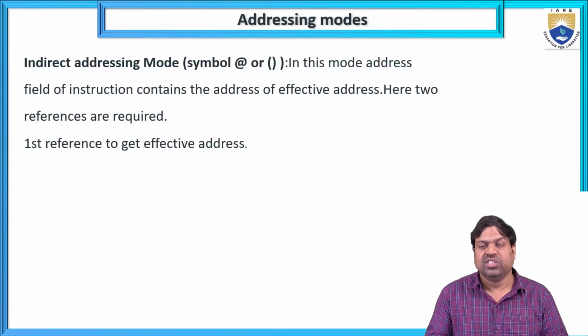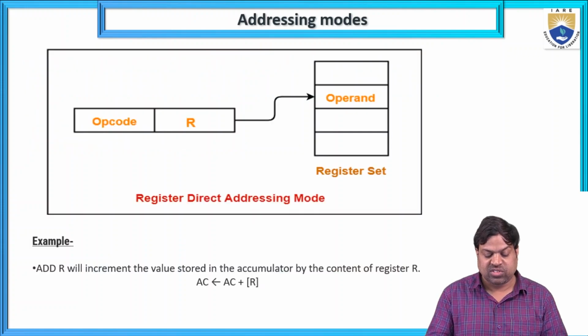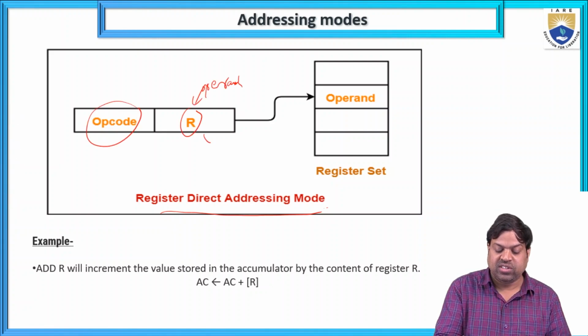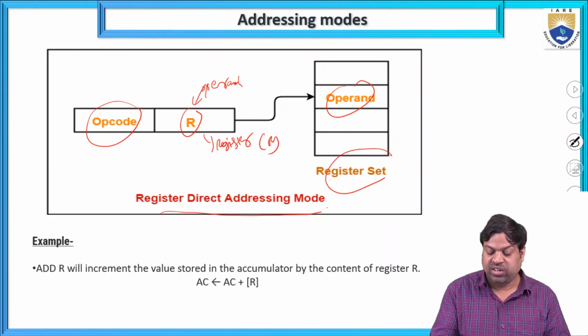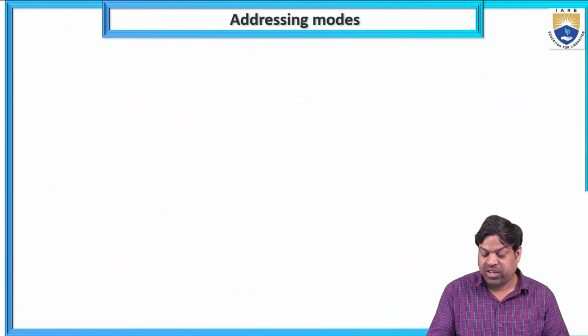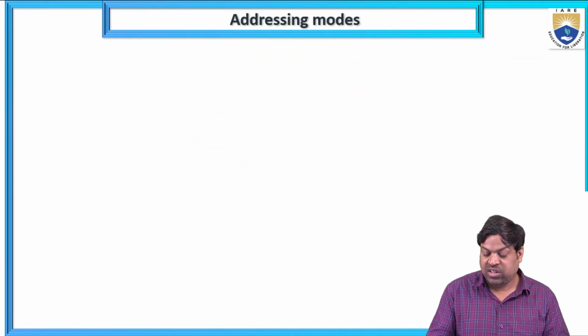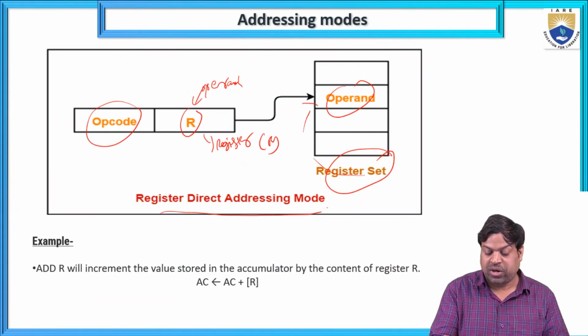Indirect addressing mode means in this mode, the address field of the instruction contains the address of the effective address. Here, two references are required. First reference is to go to the effective address. Suppose I am taking register direct addressing mode, opcode, and an operand. Operand is a register R. In this register R, the operand value will be there. That is a register set. Here I am taking memory. In the memory, the operand is there. Here in the register set, the operand value is there.